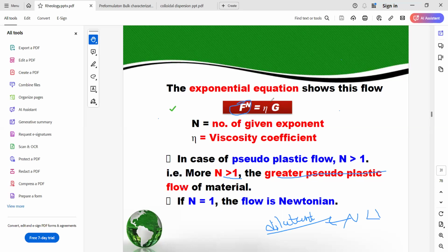This is a very similar equation, but as they are not true Newtonian systems, we have included an n term. That n value will be greater than 1 for the pseudoplastic and less than 1 for the dilatant system.